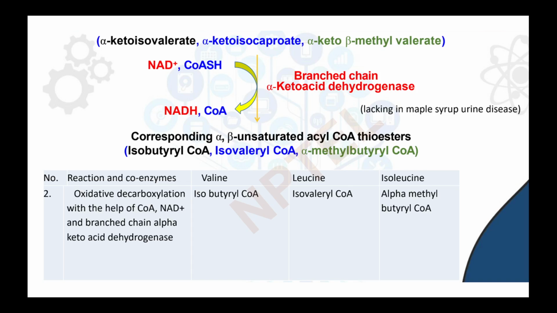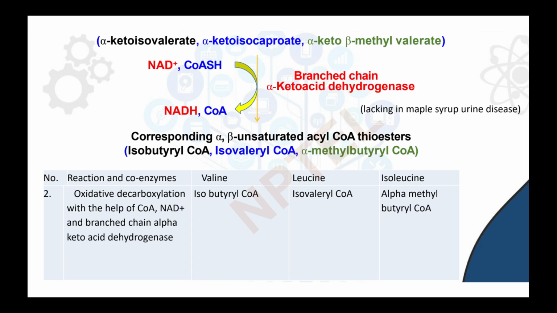So you saw after the first reaction, the products were: for valine, it was alpha ketoisovalerate. For leucine, it is alpha ketoisocaproate. For isoleucine, it was alpha keto beta methyl valerate.